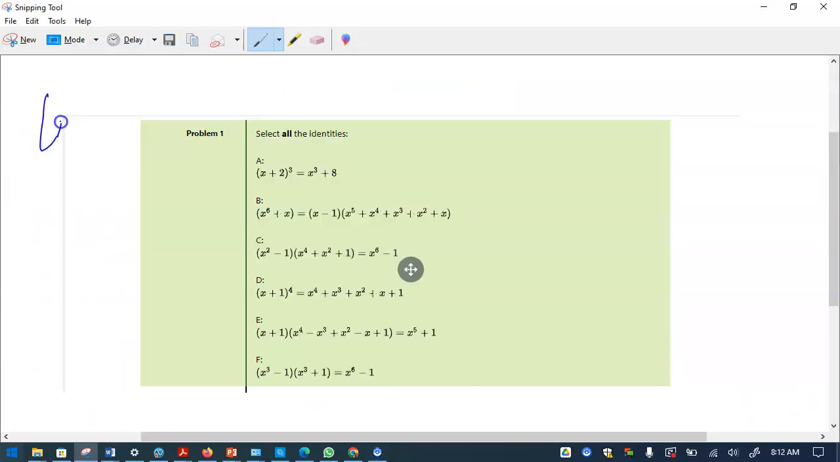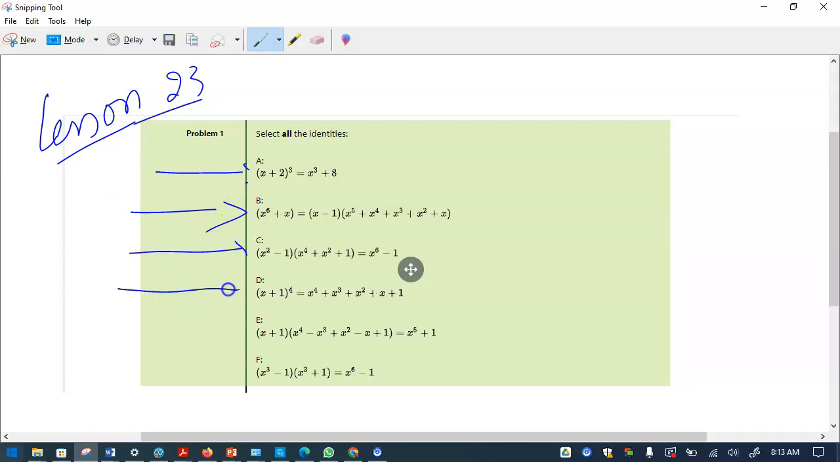So in lesson number 23, all you do is determine which of these is the identity. Now what does identity mean? It should be true for all x values.